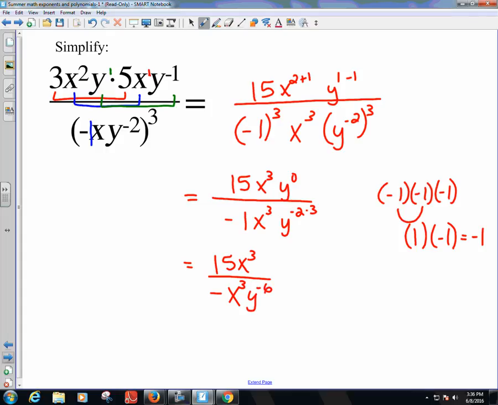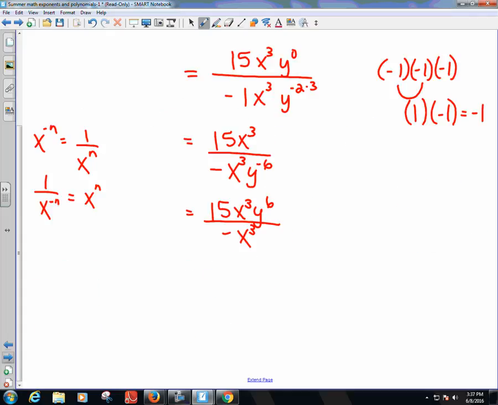And I thought I was really close to being done, but I'm not allowed to have any negative exponents. So we have that rule that says that if I have x to the -n, that equals 1 over x to the +n. Well, here's the deal. If I have 1 over x to the -n, that equals x to the +n. So I'm just going to move it up on top and make my exponent positive. So now I'm going to have 15x cubed y to the 6th over -x cubed. And now it occurs to me that I'm not finished. I've got an x cubed and an x cubed in the top and the bottom.